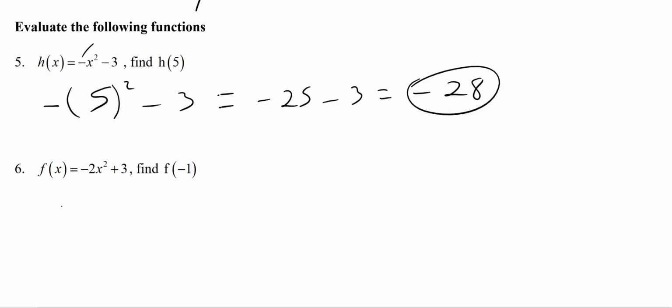Okay, so this one, same thing. I'm going to say -2 times parenthesis -1 squared plus 3. Put it directly in your calculator or do it manually. -1 squared is 1. Times -2 is -2, plus 3 is 1.